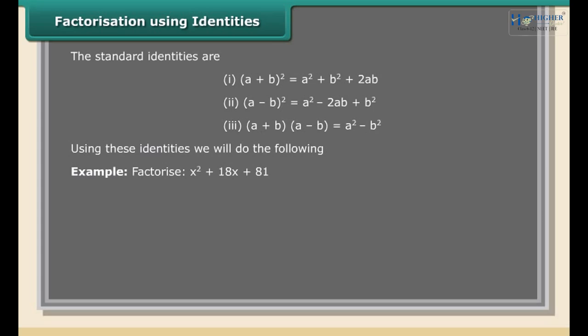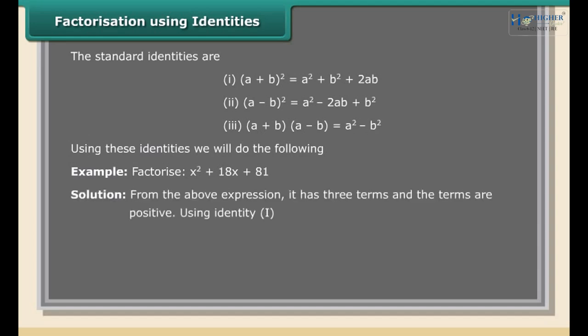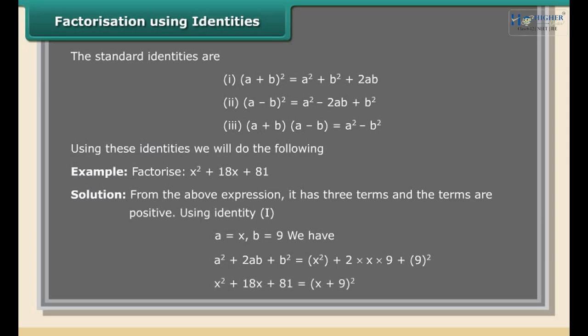Example: factorize x² + 18x + 81. Solution: from the above expression, it has three terms and the terms are positive. Using identity 1, a is equal to x, b is equal to 9, we have a² + 2ab + b² is equal to x² + 2 × x × 9 + 9². x² + 18x + 81 is equal to (x + 9)².